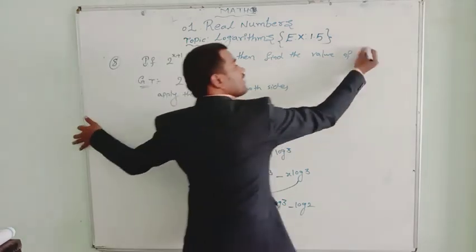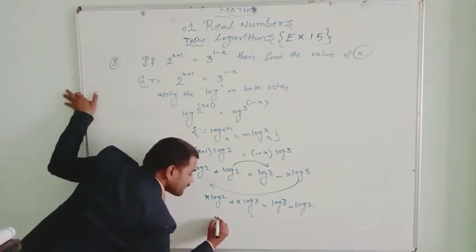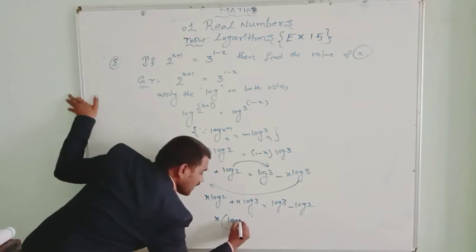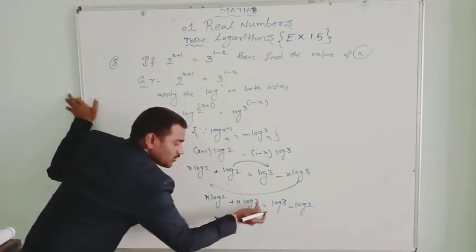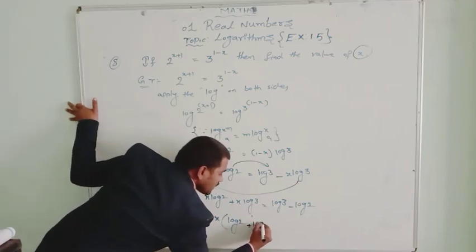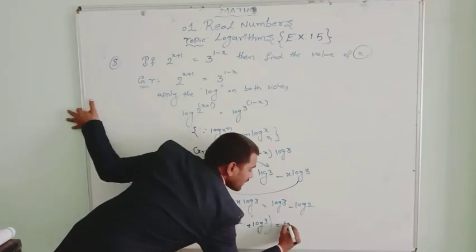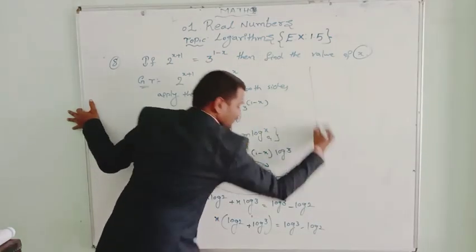We need to find out the value of x. Just x is a common term, so let us take x out as a common factor. What do we get? Here log 2 will be left in this term, then x came out, and plus log 3 will be left, that equal to log 3 minus log 2.